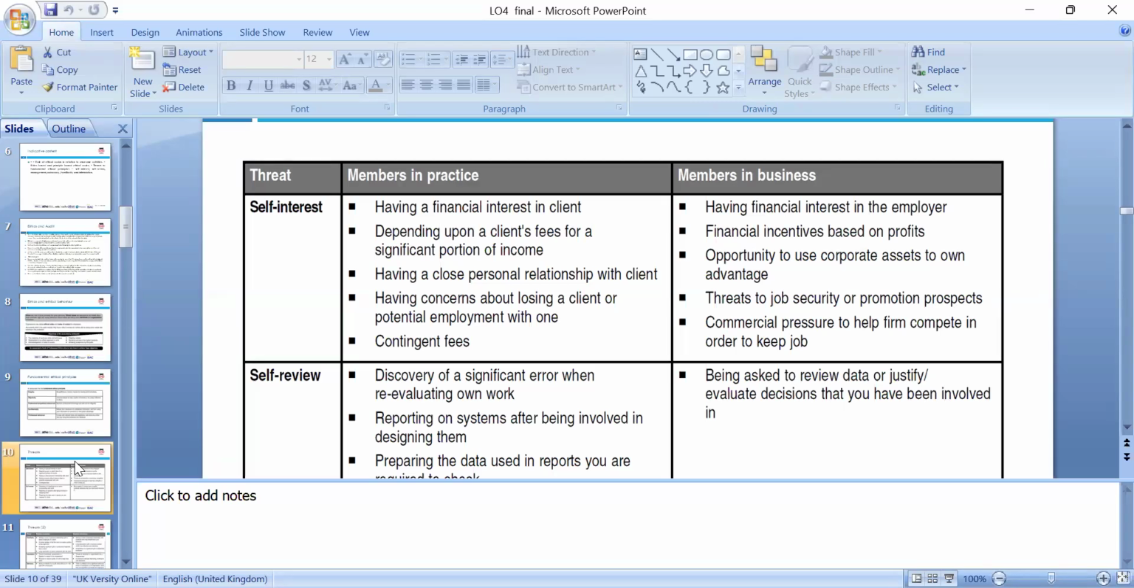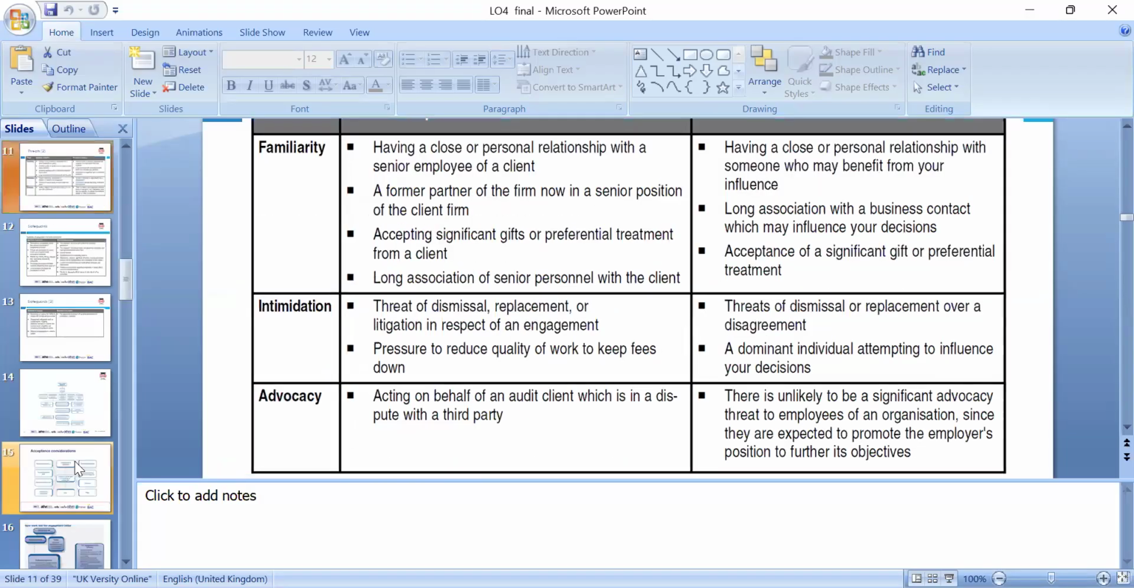If you check the work you did yourself, that is also a conflict, so we need to avoid it, because otherwise objectivity can be compromised. Whether you are a member in practice or a member in business, we have to look at these key points. Familiarity: if you know a number of clients, that's why jobs are rotated between different clients. And please always use professional judgment.